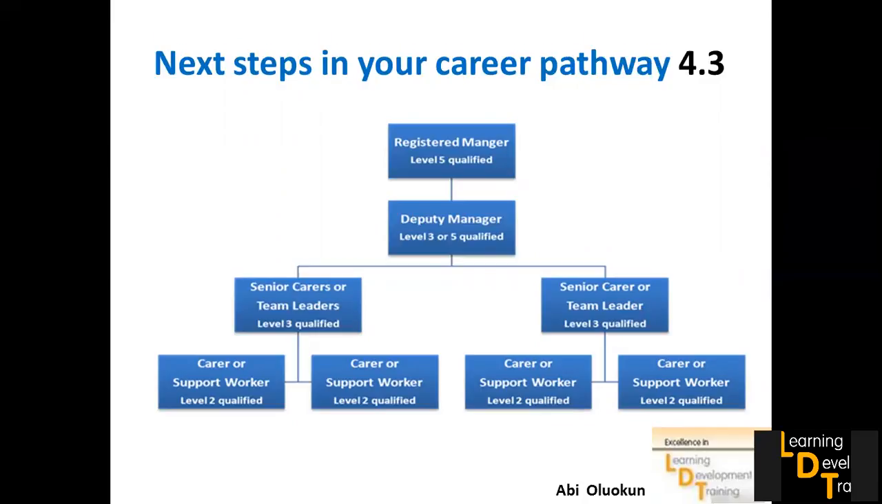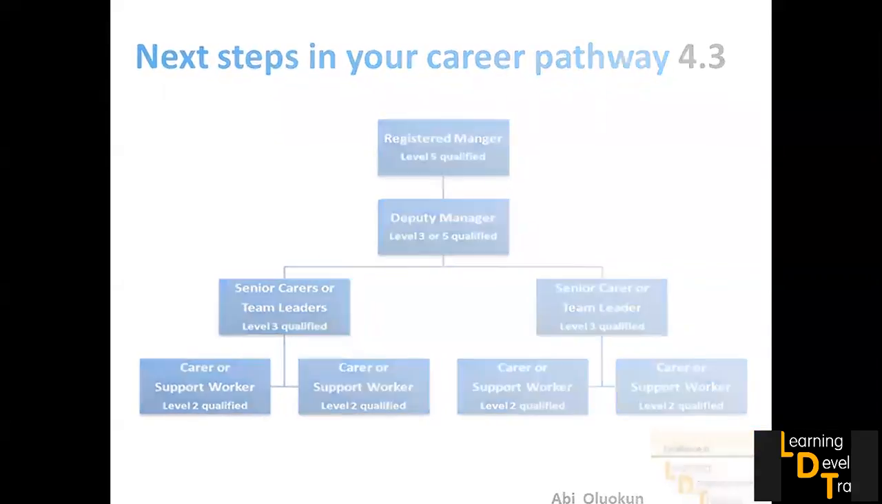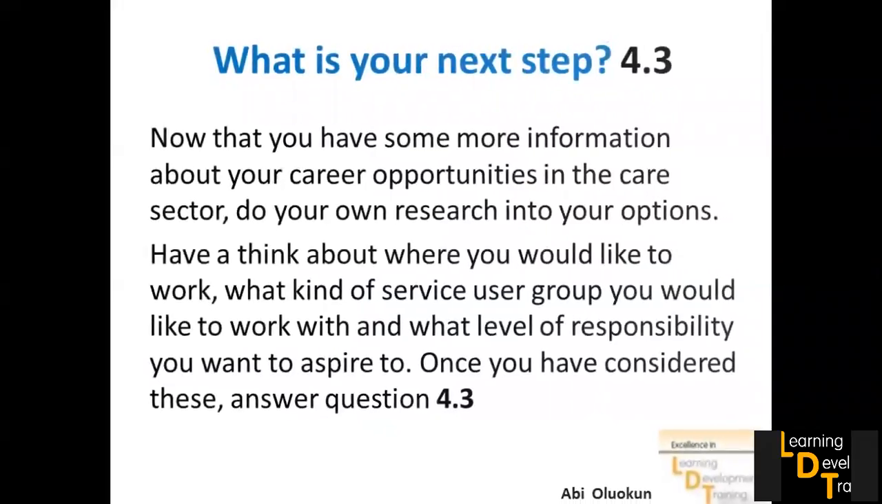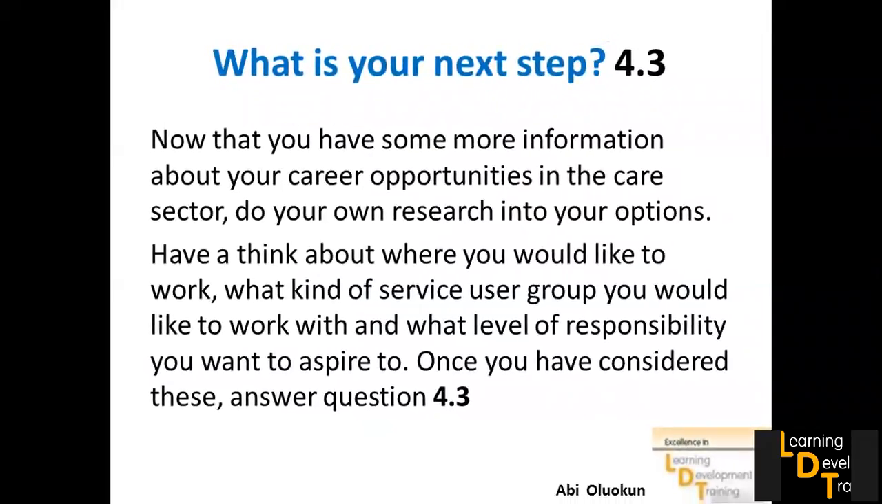So you can move from level 2 to level 3 and move to level 5, which means you should be a deputy manager or a qualified manager. At level 5, you will be able to work as the registered manager. So these are next steps for you, which you can plan. In the next 3 years, what you want to become, the next 5 years, what you want to achieve, and that's how to answer the question for 4.3.